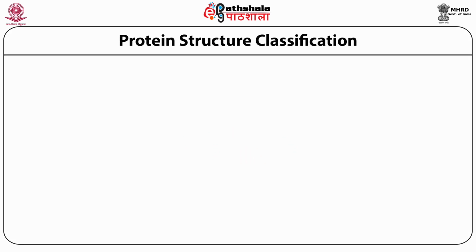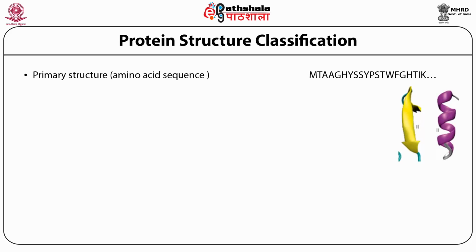Protein structure classification. We already said protein is important, and a protein is a polypeptide which folds into a folded conformation, which is the active conformation. Now, protein structure can basically be classified into four: primary structure, secondary structure, tertiary structure and quaternary structure. As you see here, primary structure is nothing but the information about the amino acid sequence. M, T, A, G, H, Y, S, S. So this is a sequence. This is the amino acid sequence of the given protein.